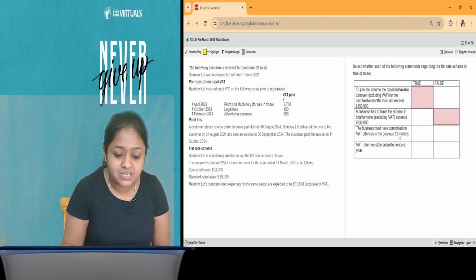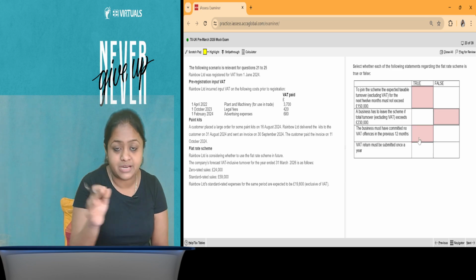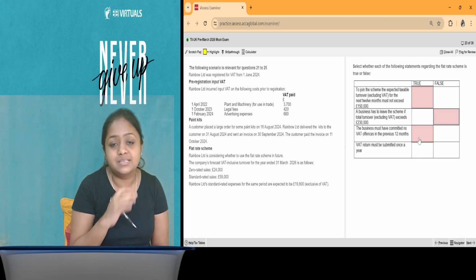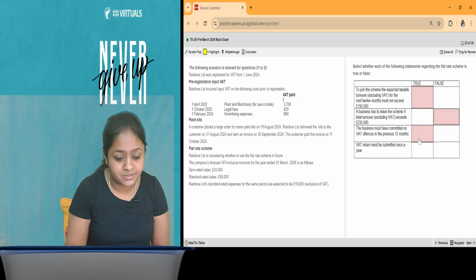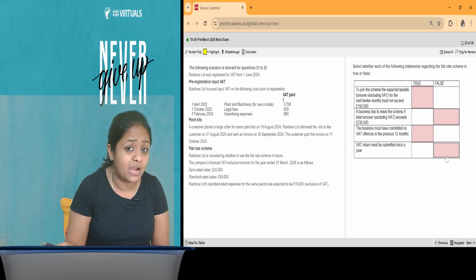The business must have committed no VAT invoice offences in the previous 12 months. Yes, it is a requirement that in the last 12 months, the business has been very clean in the VAT periods, returns and all. VAT return must be submitted once a year. No, it's just a flat rate scheme. It's not an annual scheme. So this is wrong. Clear?